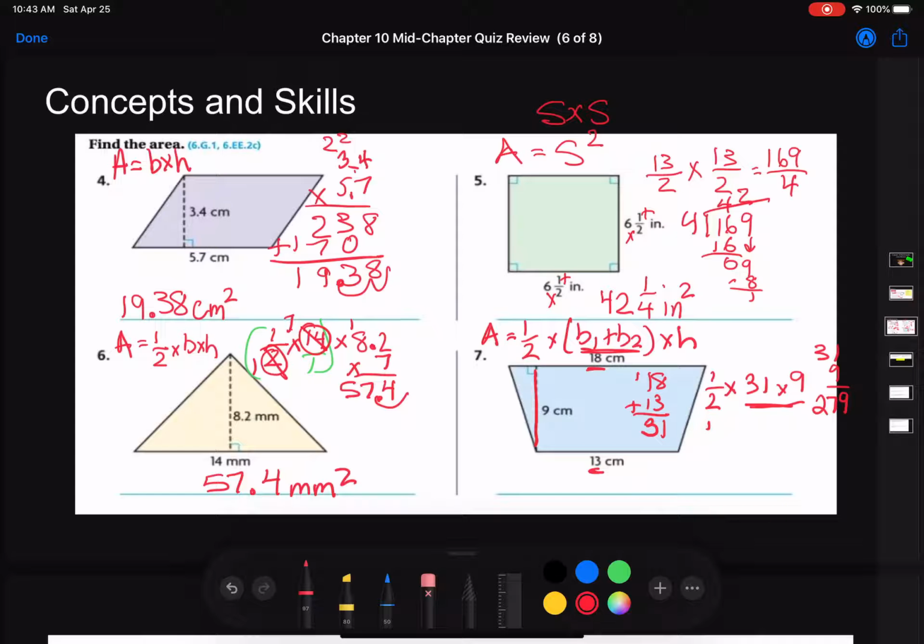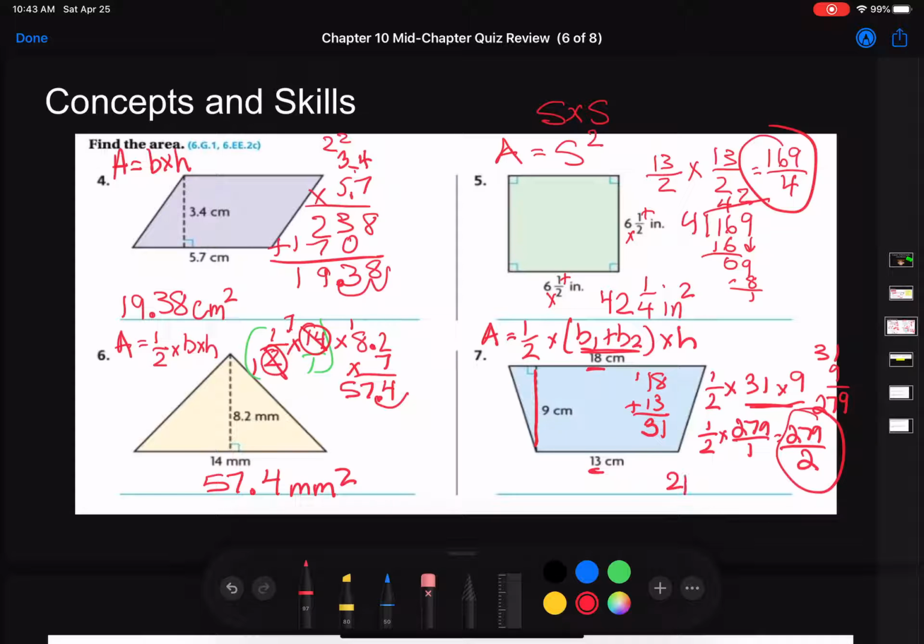So then this is what you have left. You have 1/2 times 279 over 1, which means 279 over 2, because you're just going to multiply across. Now, this one is just like number 5. See, we had the 169 over 4. We had a big improper fraction. Well, we have a big improper fraction here too, 279 over 2. So I need you to divide the bottom number into the top. Change it back to a mixed number.